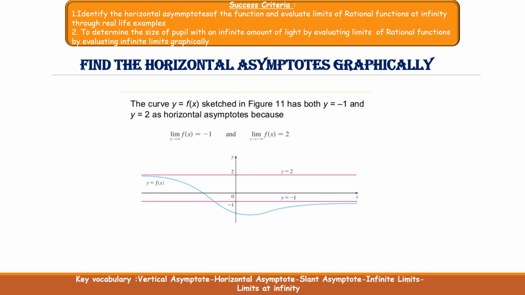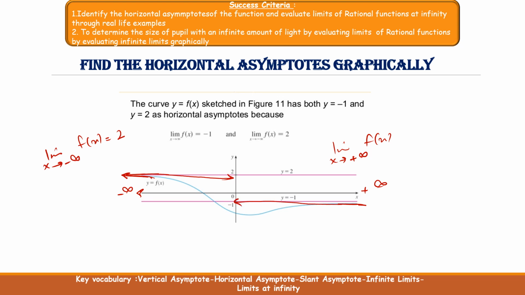In this graph, when the limit as x is approaching negative infinity, what is the y value? Y is going here, right? So read it. What is the y value? It is equal to 2. And when the limit as x is approaching positive infinity, what is happening here? Positive infinity. So this is the graph. What is the y value? The y value is negative 1.